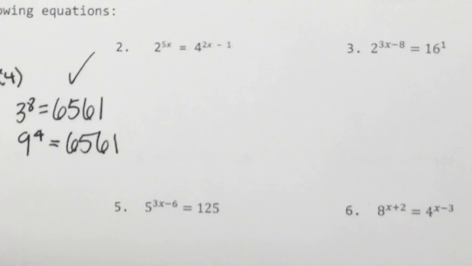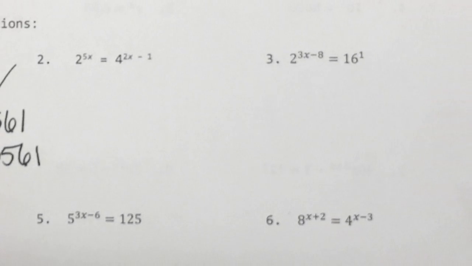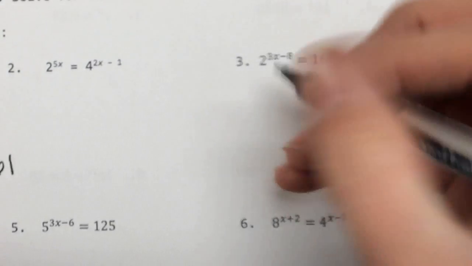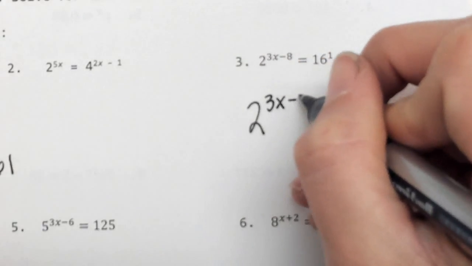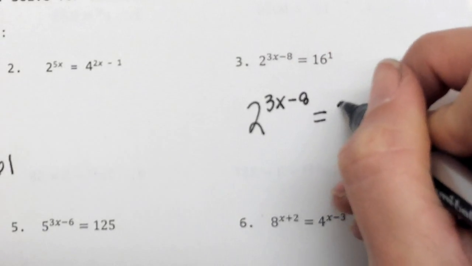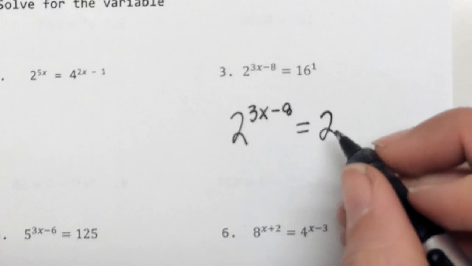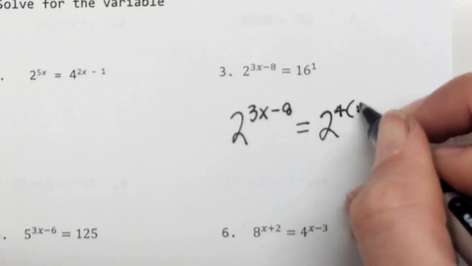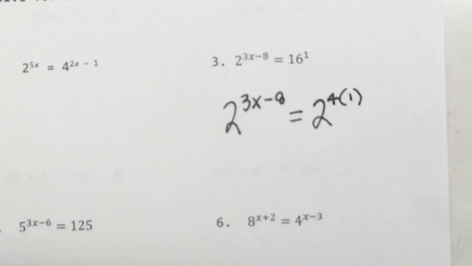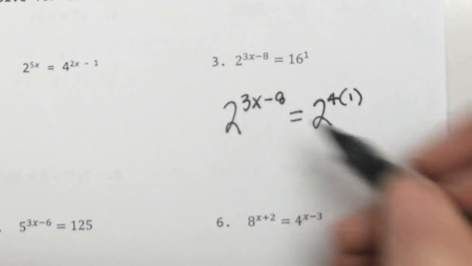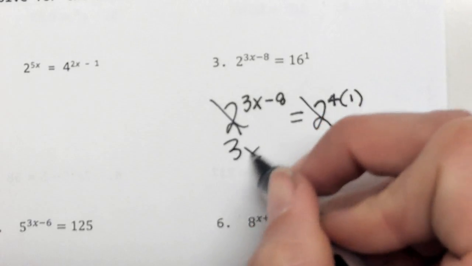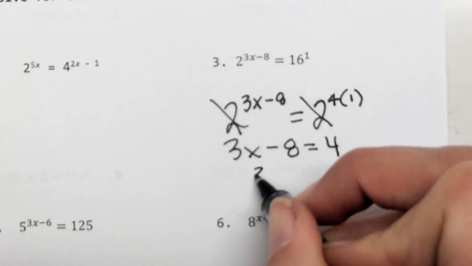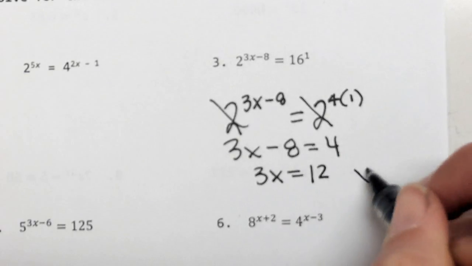Number 3? What's the smallest number? 2. And can you raise any number to a power to get 2? No. So it has to stay the same. That means this base has to change to what? 2. And what power do you raise 2 to get 16? So it'd be 4. Got to bring down that exponent of 1. Now we have 3x minus 8 equals what? And then we would do what to solve? And so x is 4. Very good.